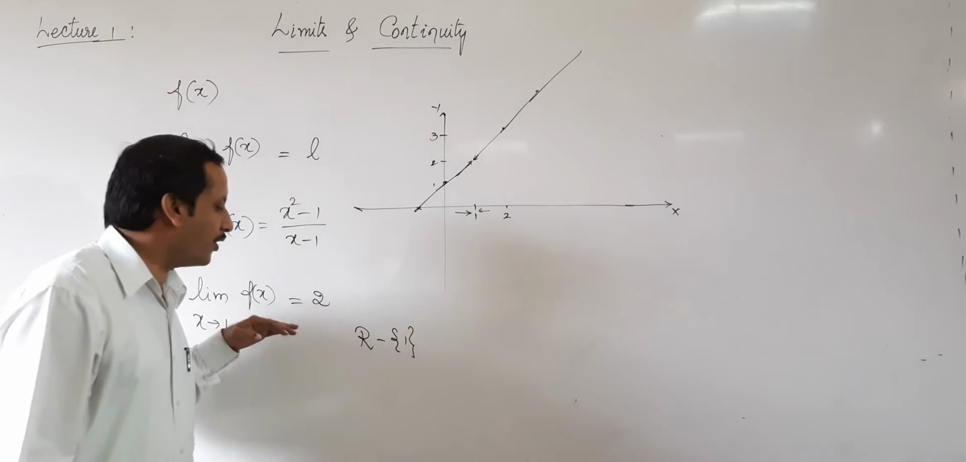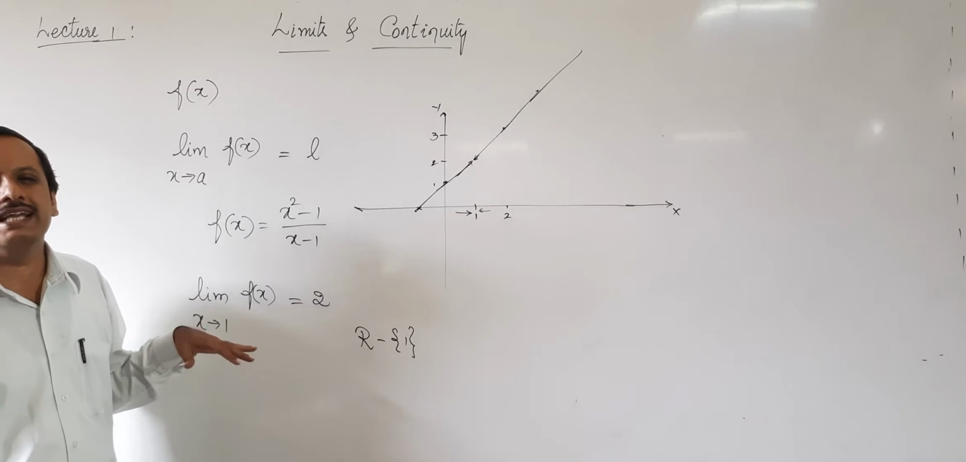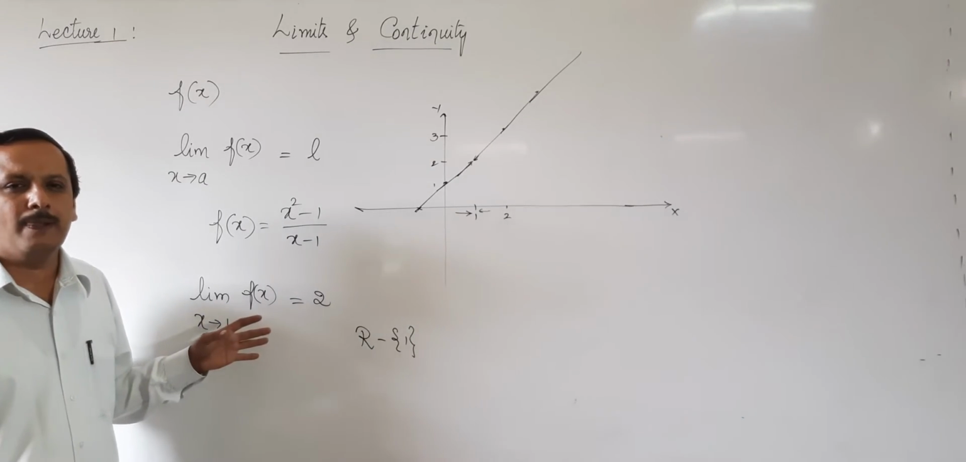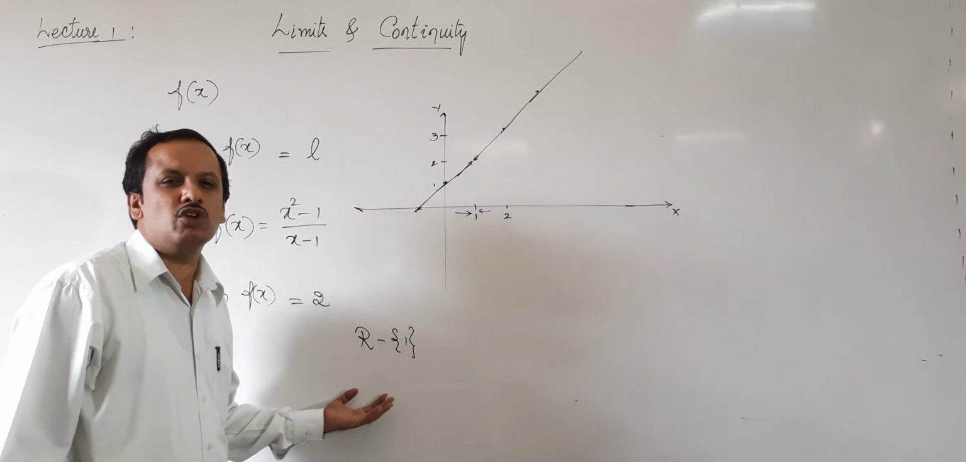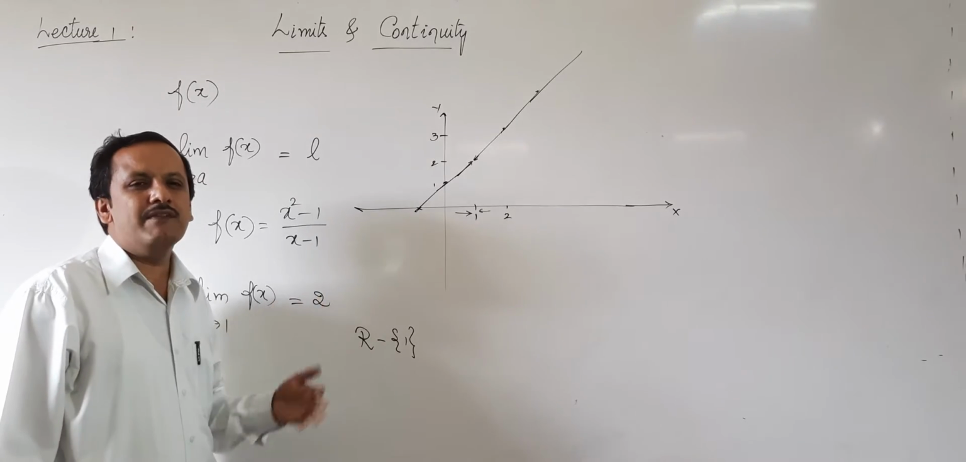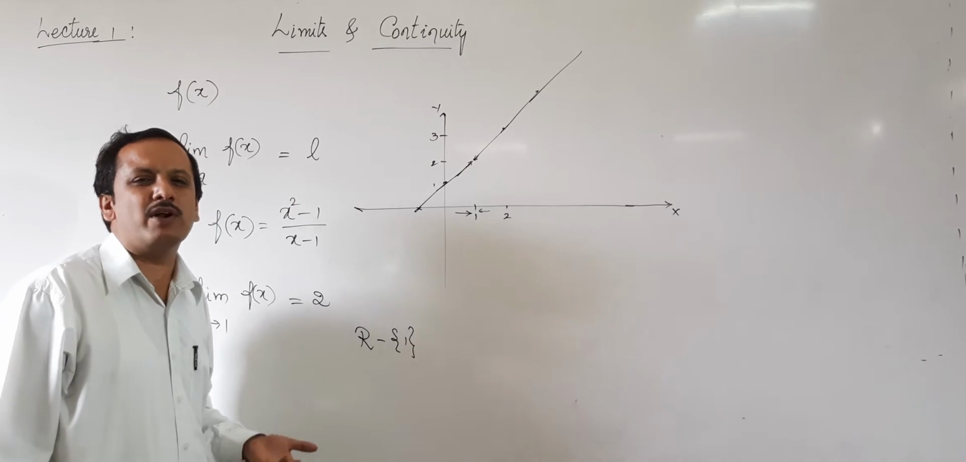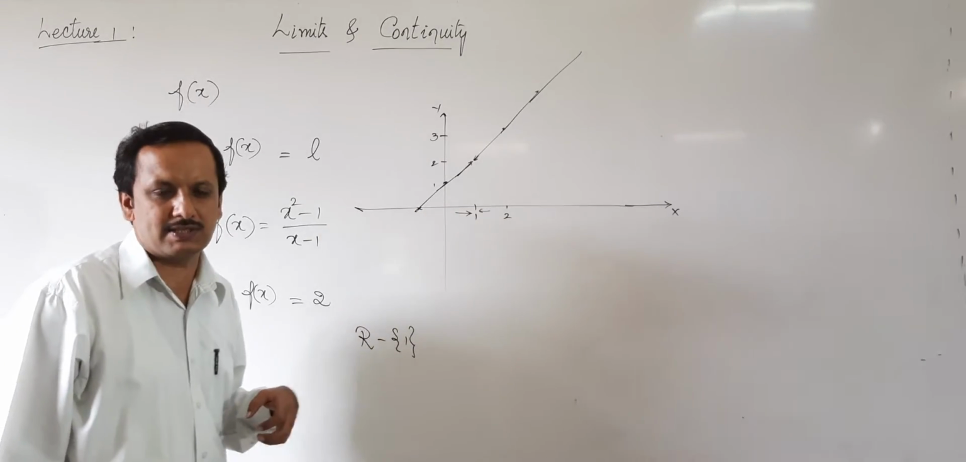Okay. So from this we observe that for the existence of the limit, it is not necessary that the function be defined at that point. Even if the function is not defined at that point, the limit may still exist.